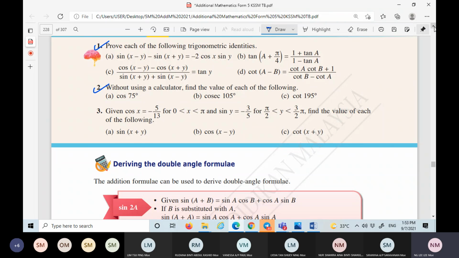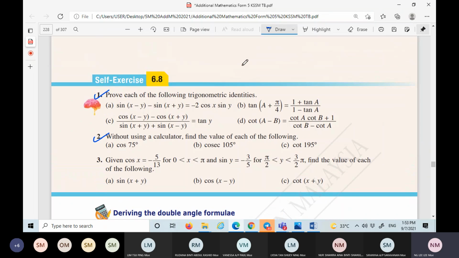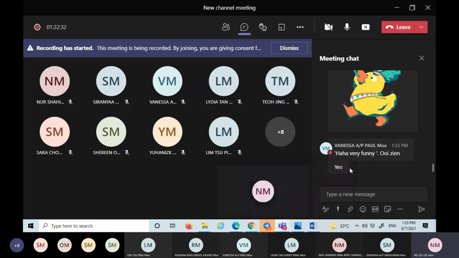Okay, now we have a 1.5 hour already. So we have longer hour. Wait for a while. I want to take attendance.